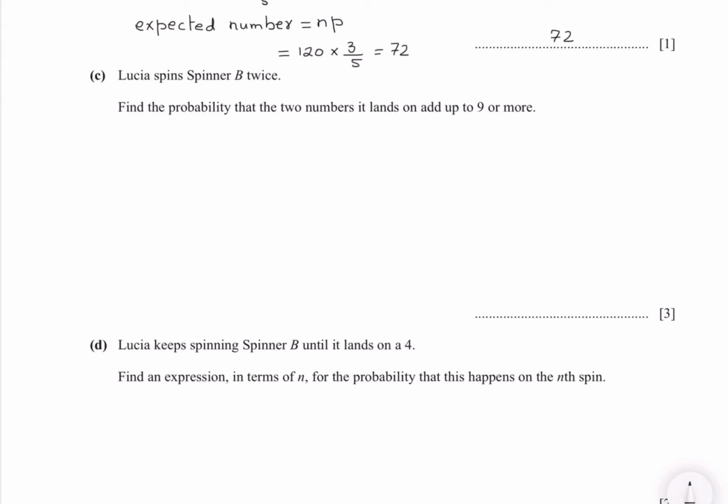Lucia spins spinner B twice. Find the probability that the two spinner lands on add up to 9 or more. So find out how many numbers make 9 or more. Greater than 9 are 4, 5. You add them, 4 and 5, it's 9. 5 and 4 makes 9. 5 and 5 makes 10. And that's it. These three numbers fulfill the requirement. So probability of 4 into probability of 5.